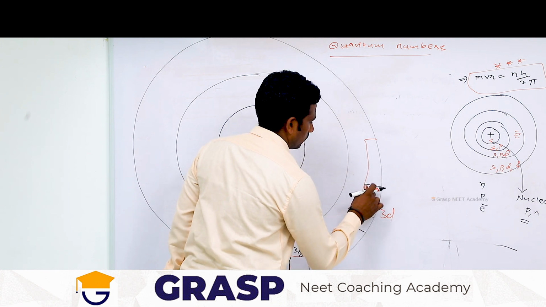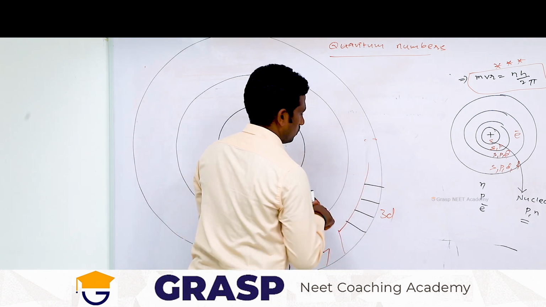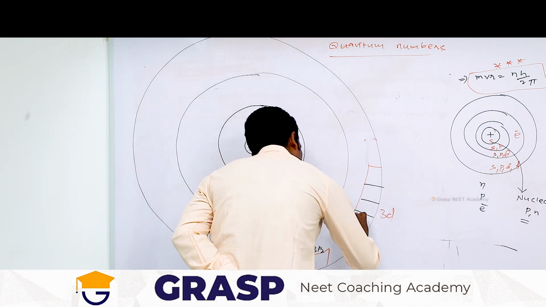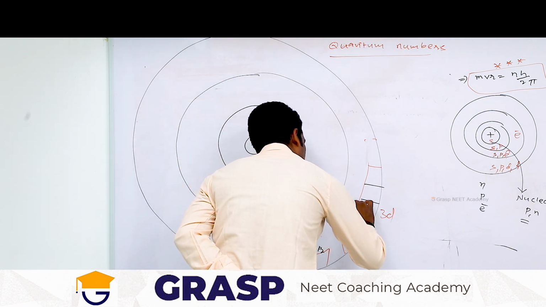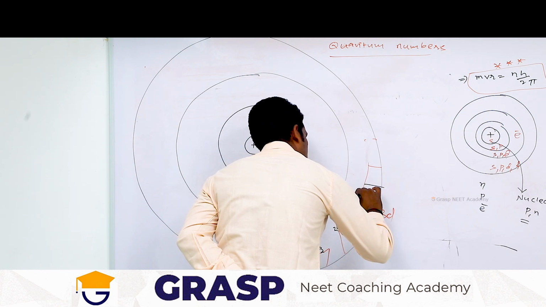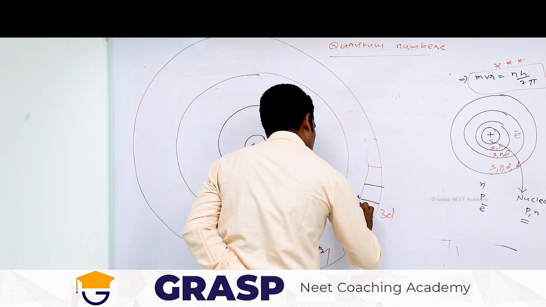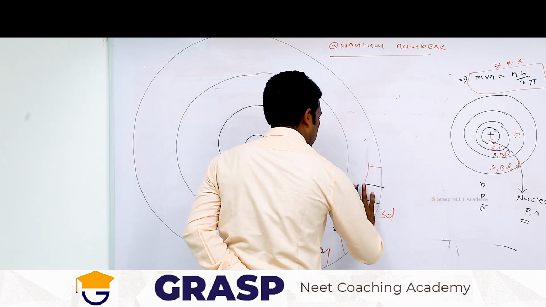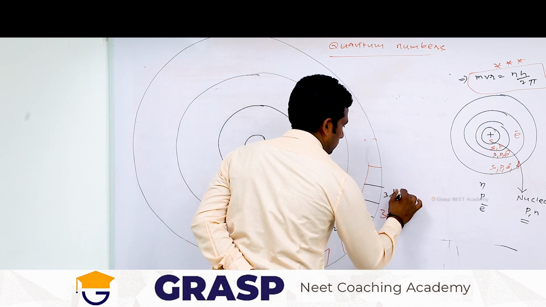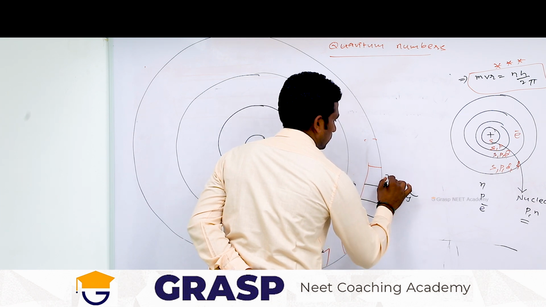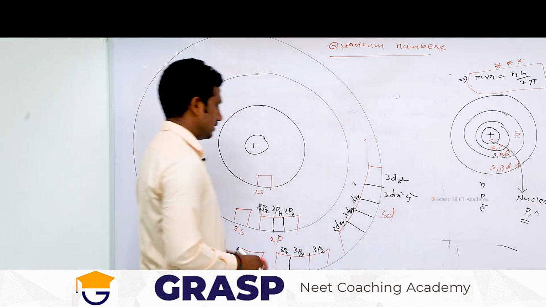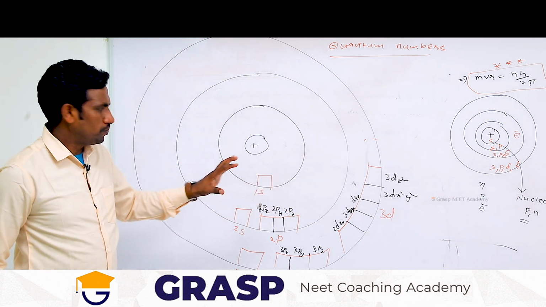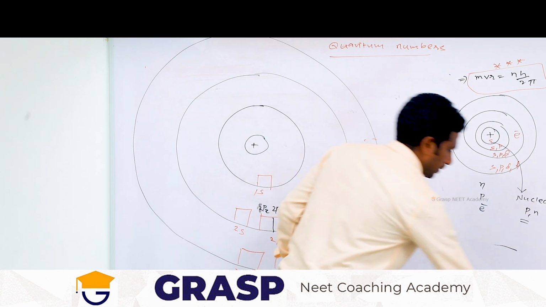Similarly, here 3d has 5 orbitals: 3dxy, 3dyz, 3dzx, 3dx square minus y square, and 3dz square orbital. Like this we are dividing the atom. Now we can find where the electron is present.